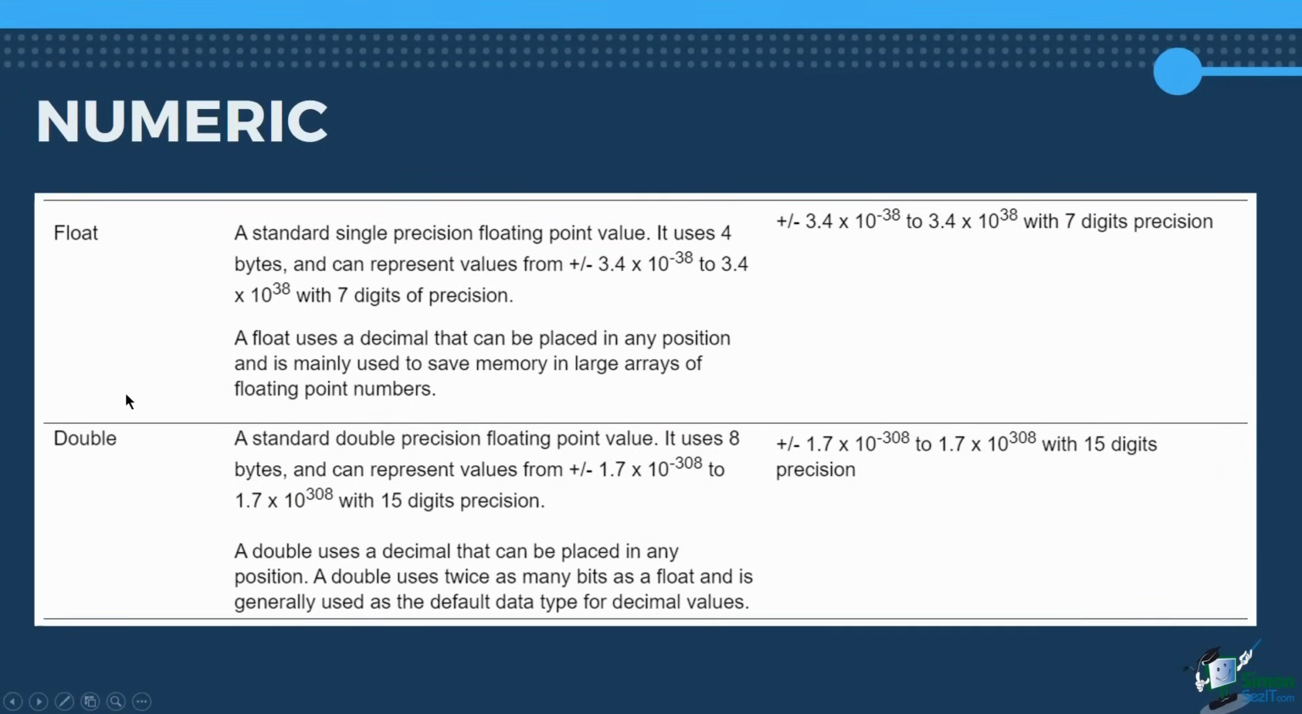Float and double are floating number formats that dedicate a portion of their ones and zeros to placing a decimal point where necessary. A float uses a decimal that can be placed in any position and is mainly used to save memory in large arrays of floating point numbers. A double uses a decimal that can be placed in any position. A double uses twice as many bits as a float and is generally used as the default type for decimal values. Alteryx automatically reads numeric data as double data, as it can pretty much catch all scenarios with its huge maximum value and 15 significant digits precision.